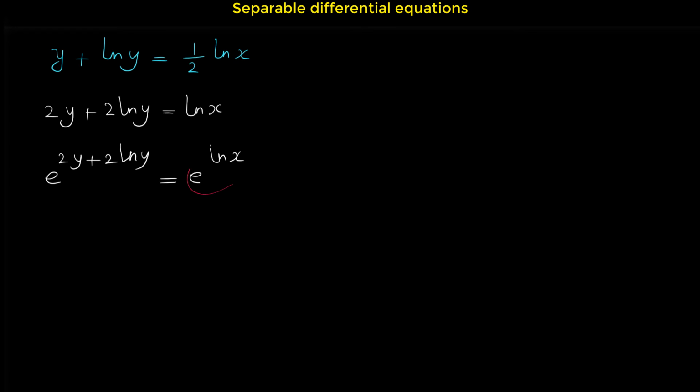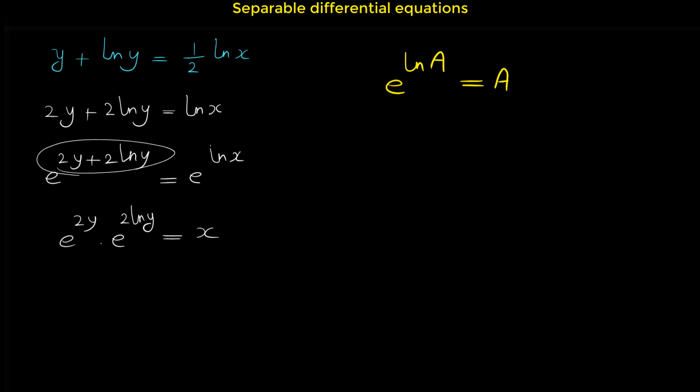Note that e to the power of ln of x, based on this property of ln, e to the ln of any expression like a equals a. So e to the ln of x is x. So this equals x. And we can write this as e to the power of 2y times e to the power of 2 ln of y. Note that we can write e to the power of 2y plus 2 ln of y as e to the 2y times e to the 2 ln of y. If we add the powers, we get the same expression.